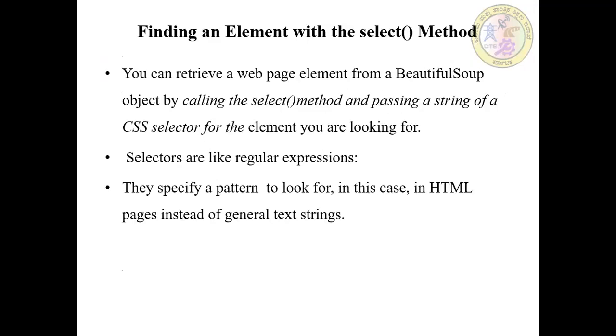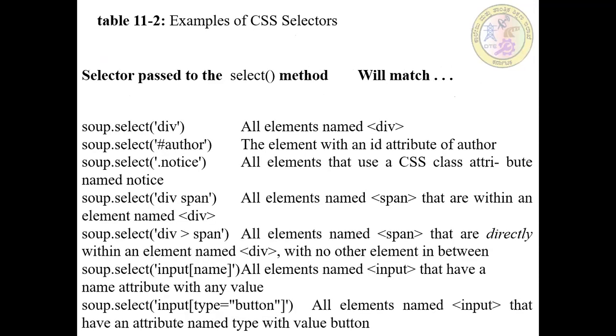Finding an element with the select method. You can retrieve a web page element from a BeautifulSoup object by calling the select method and passing a string of a CSS selector for the element you are looking for. Selectors are like regular expressions. They specify a pattern to look for, in this case in HTML pages instead of general text strings.